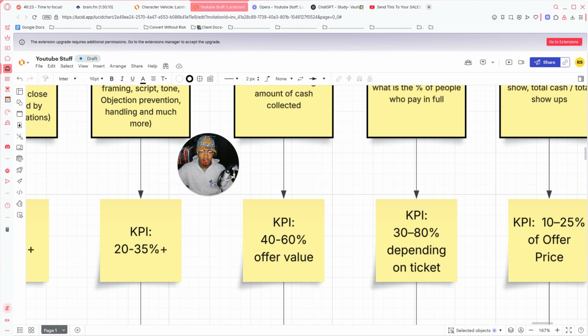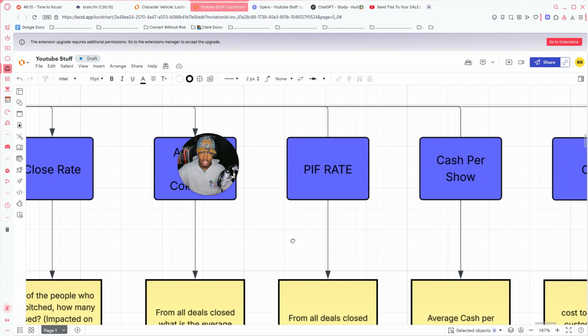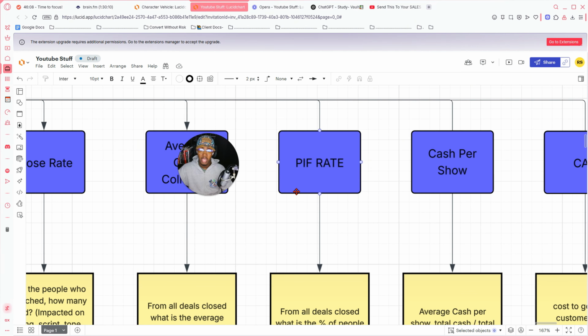This should be 40 to 60% of offer value. If you're selling something for $10,000, you need to collect $4,000 to $6,000 when you close a deal up front on average.